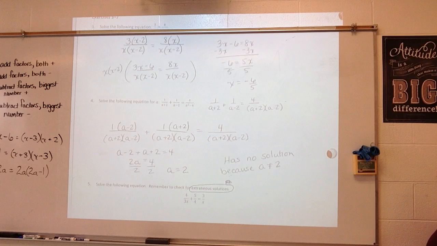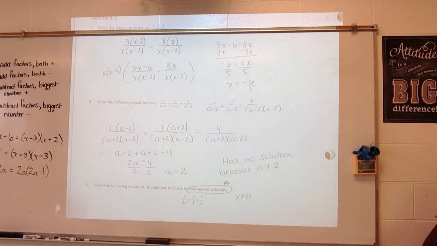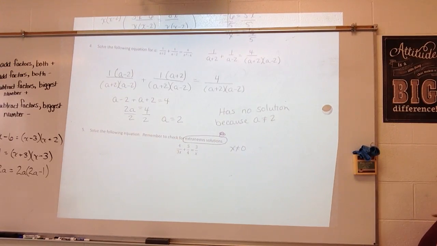All right, so it says solve the following equation. Remember to check for extraneous solutions. All right, so let's go ahead and look at this. What is the one thing that we know x cannot equal? x cannot equal 0. If I put a 0 in there, then I'm going to have a 0 in my denominator, so I cannot do that.